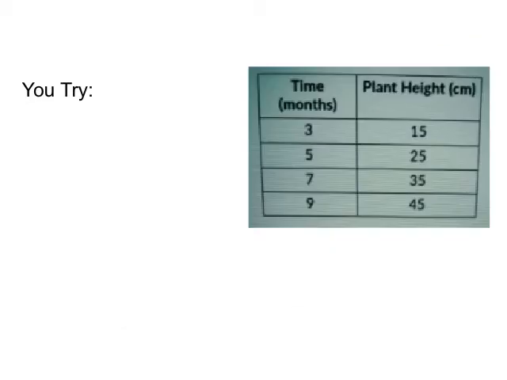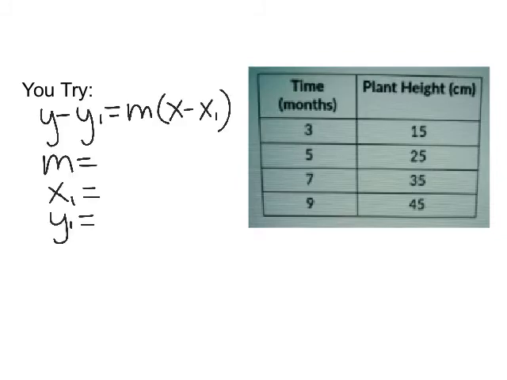All right, so now I want you to try it again, but this time I'm giving you a table instead of a graph. So I want you to try and write this in point slope form, and then press play and we'll check and see if you're right. So you want to start by finding your slope. It wasn't quite as easy on this one, so you're going to have to actually do some math there. And then also a y1 and an x1.